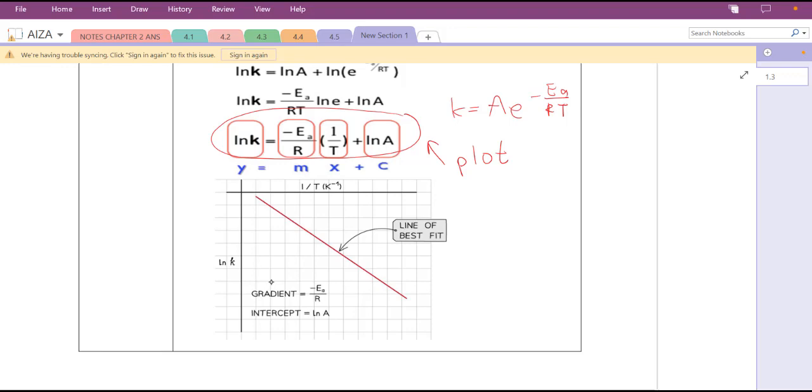According to this derivation of the Arrhenius equation, the y-axis is ln k. When you take ln of something, there will be no unit. X will be 1 over T, so T must be in Kelvin. Your y-intercept will be ln A. So we only use this equation to plot a graph.